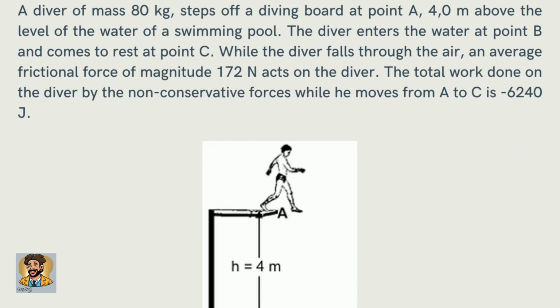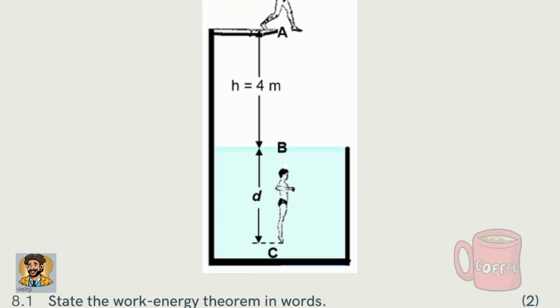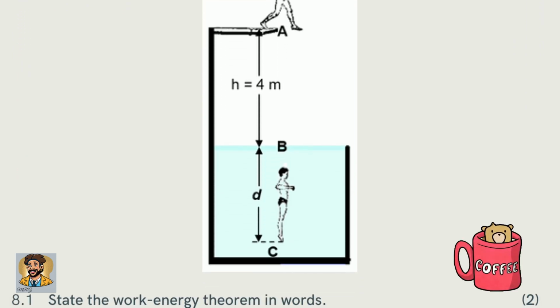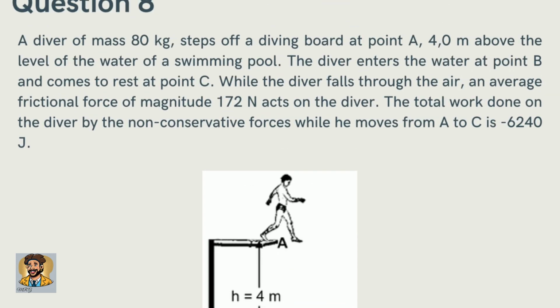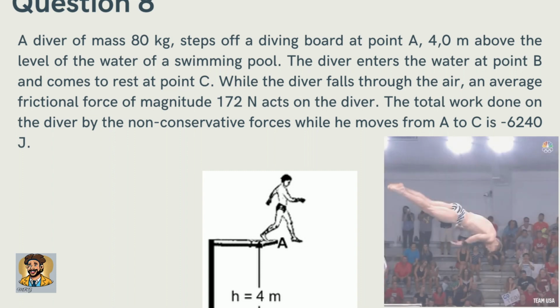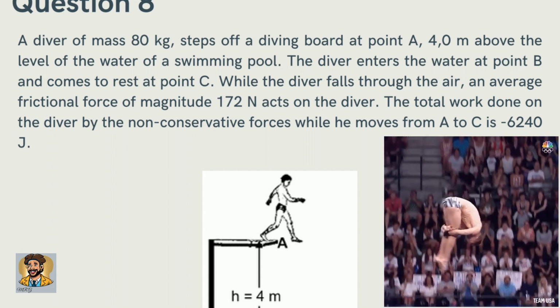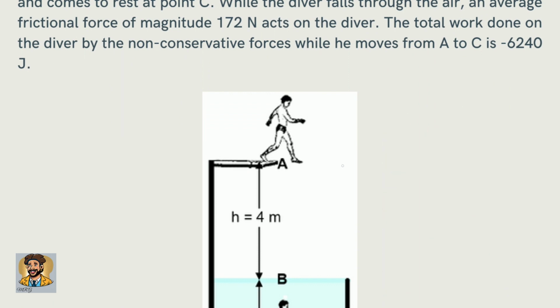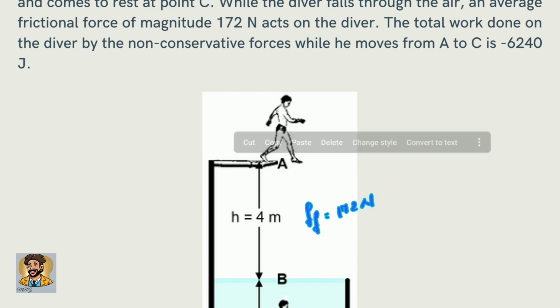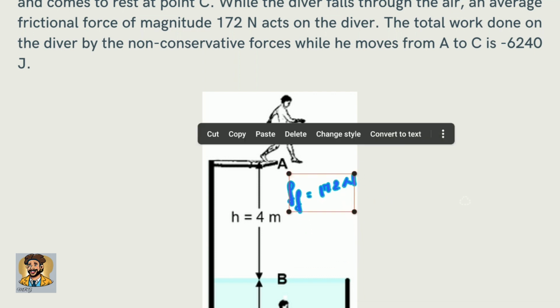So, there are some important facts here. At point C, the diver is at rest. In other words, the speed here is equal to 0 at that specific point. That's an important fact. While the diver falls through the air, an average frictional force of magnitude 172 acts on the diver. So, from A to B, the frictional force is equal to 172 Newton. And let's take this one and move it here because maybe we can work here on this specific side.